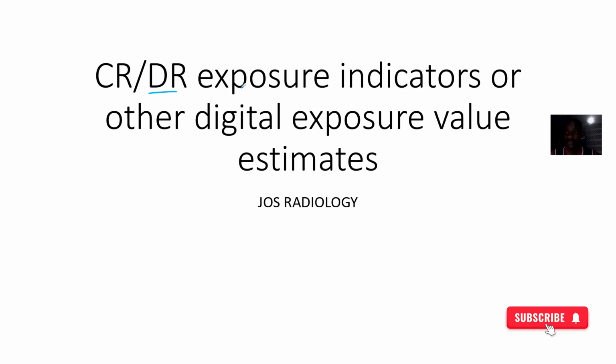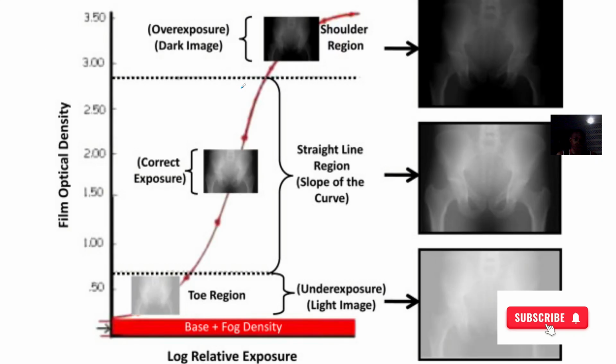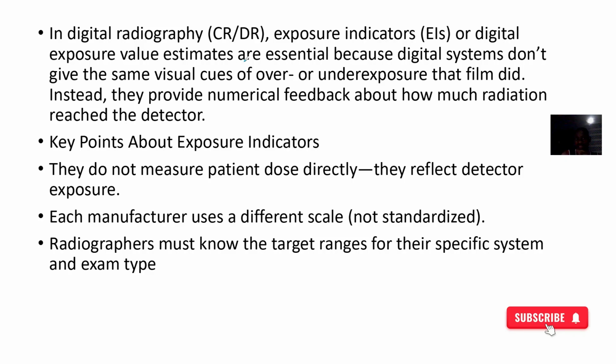Their value estimate. So in digital radiography, we're talking about the computed one or the digital one. Exposure indicators or digital exposure value estimates are very essential because digital systems don't give the same visual cues of overexposure or underexposure that films do. You understand? So instead, they provide numerical feedback about how much radiation reached the detector.